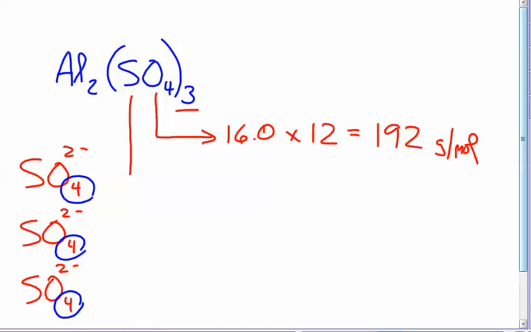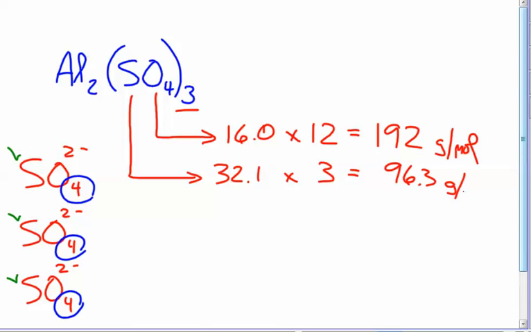Now when we look at the sulfur, sulfur has a molar mass of 32.1 grams per mole times how many? Well, if we have 3 of this particular polyatomic ion, then we've got 3 sulfurs, because each one of the polyatomic ions has one of them, and there are 3. So we have 32.1 times 3, which is going to be 96.3 grams per mole for the sulfur.